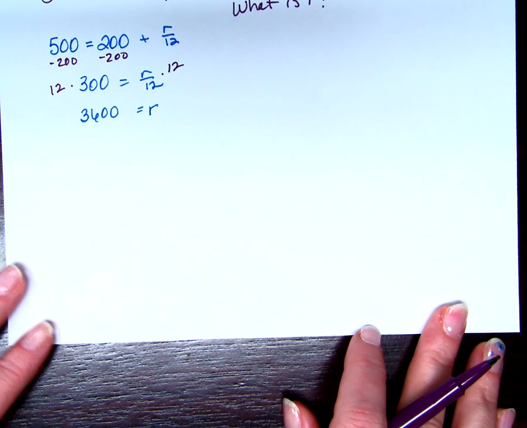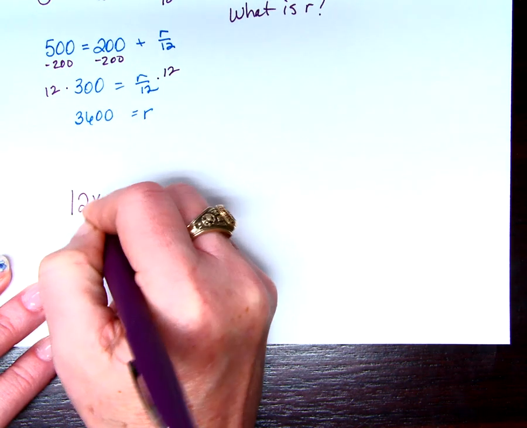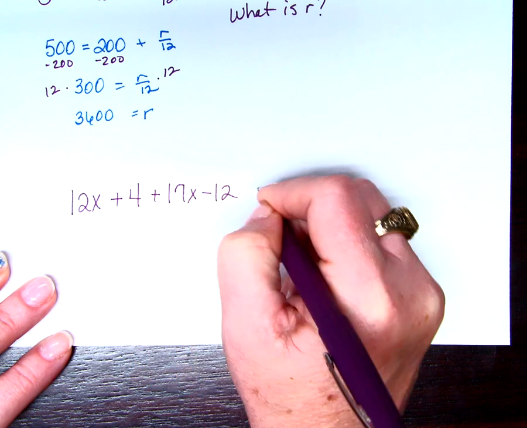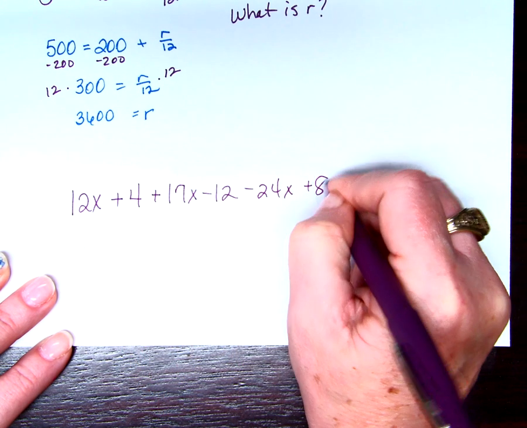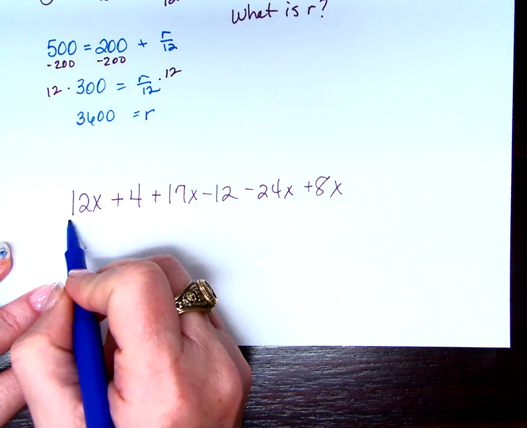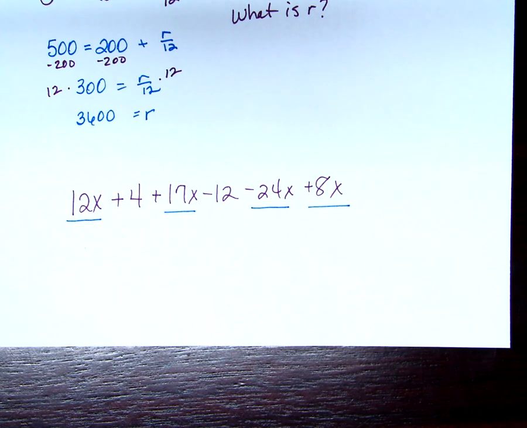Okay. The second to last kind of problem I want to talk to you about today is a problem that might look like this: 12x plus 4 plus 17x minus 12 minus 24x plus 8x. What in the heck are they trying to do? Maybe a little tricky, maybe a little confusing, but definitely they're trying to overwhelm you, right? You're not going to let them. You're going to say, well, that's an x, that's an x, that's an x, and that's an x. I know I can combine all of those, can't I?